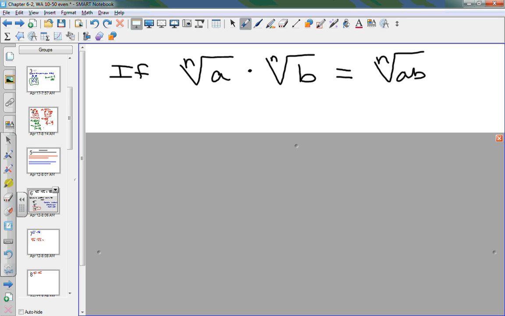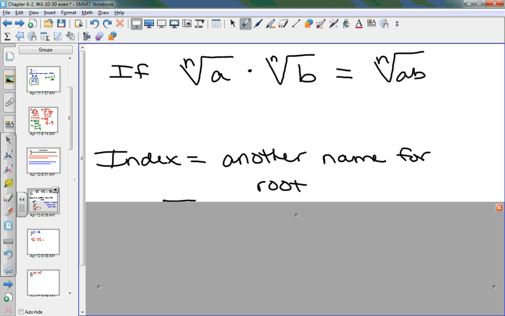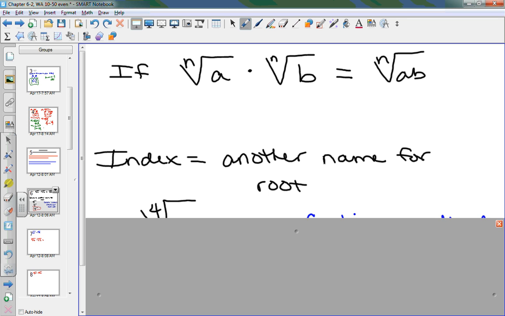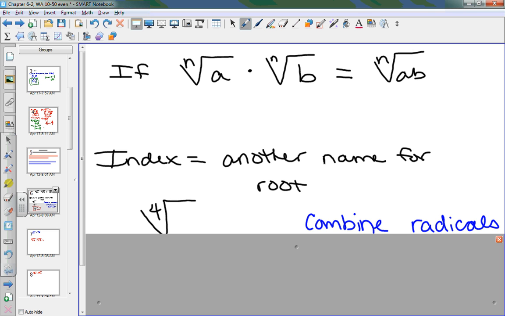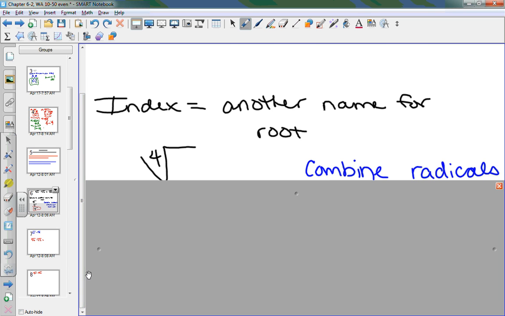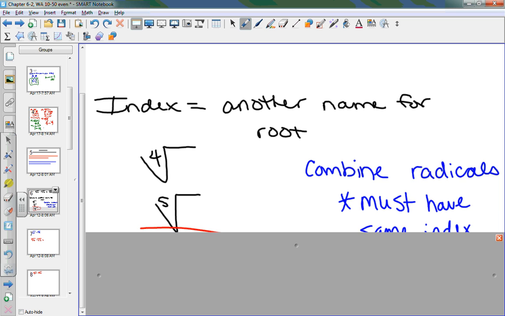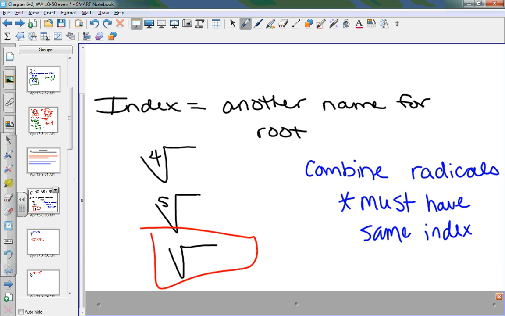Now, an index is another name for a root. So if I ask what is the index of this problem, that means the root. In this example, what is the index of the fourth root? 4. What is the index of the fifth root of 5? 5. What is the index of this? 2.